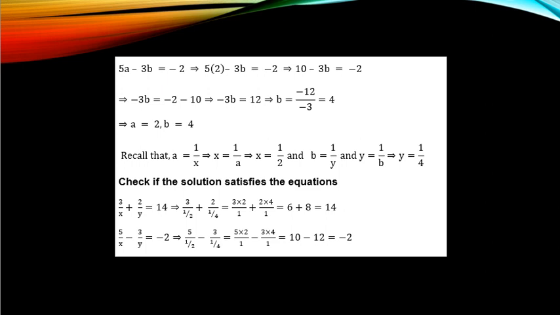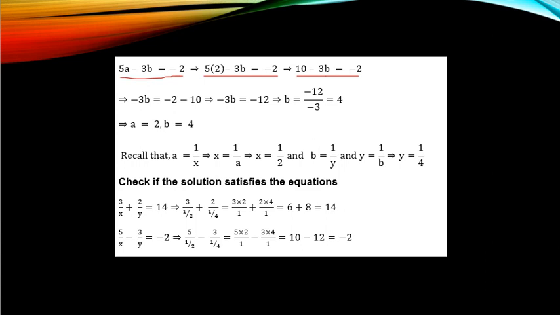Equation 2 is 5a minus 3b equal to minus 2. So where you are seeing a, you replace a with 2. So it becomes 5 times 2 minus 3b equal to minus 2. If you multiply, you have 10 minus 3b equal to minus 2.